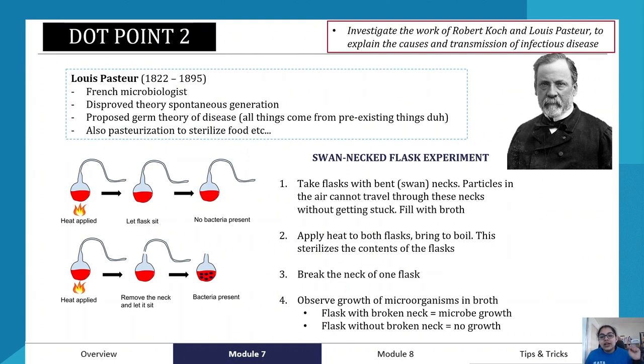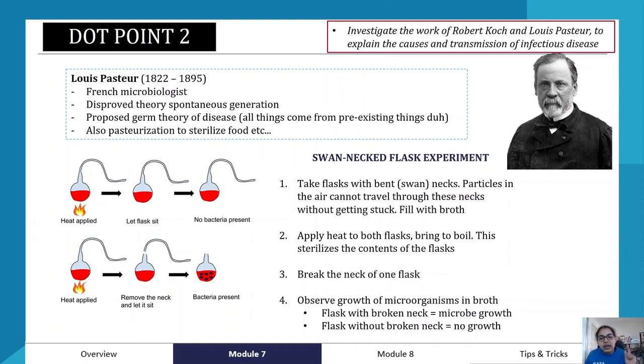Now, Louis Pasteur was a French microbiologist. He disproved the theory of spontaneous generation, and he also proposed the germ theory of disease. The germ theory of disease is essentially saying that all things are coming from pre-existing things. Diseases are coming from things that are already in nature that pre-exist. It's not just happening out of nowhere. And that is kind of what the theory of spontaneous generation was, that it just happens on its own.